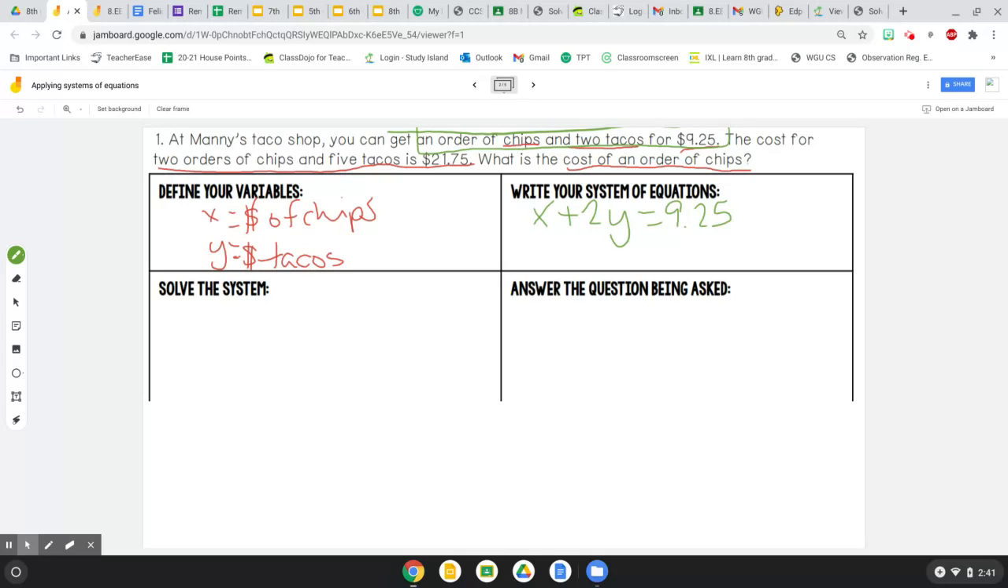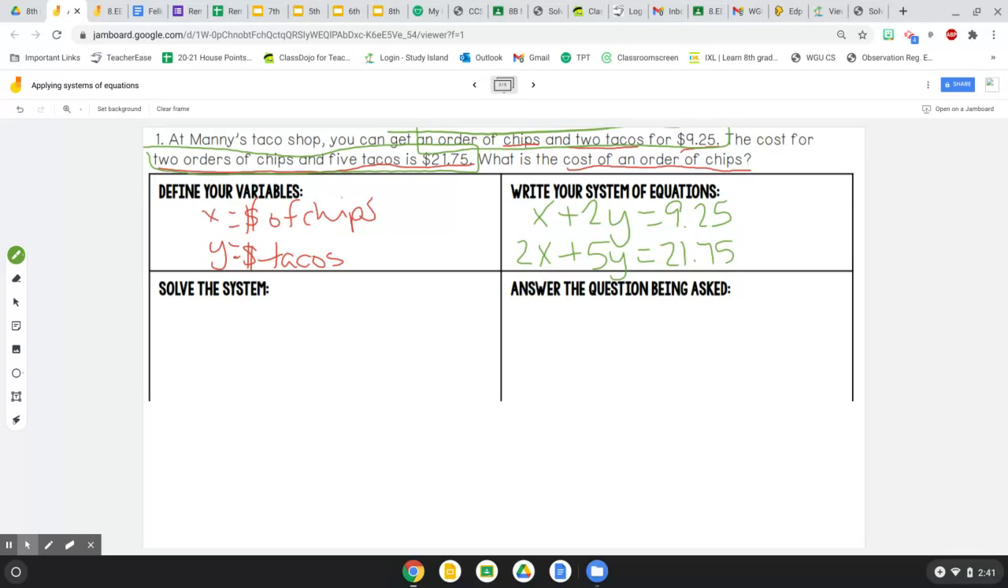Second order says the cost for 2 orders of chips and 5 tacos is $21.75. Okay, so my next equation, because remember a system is 2 or more equations, but 2 for now. We have 2 orders of chips, so that's 2 times the cost of chips, which is X, so 2X, plus 5 tacos, so 5Y equals that $21.75 total. Notice that you're dealing with money here, so the $9.25 and the $21.75 are both money, and the X and the Y represent the cost of the chips and tacos.